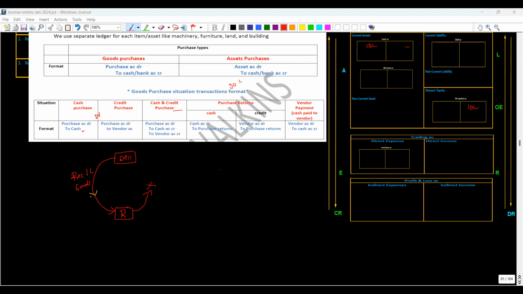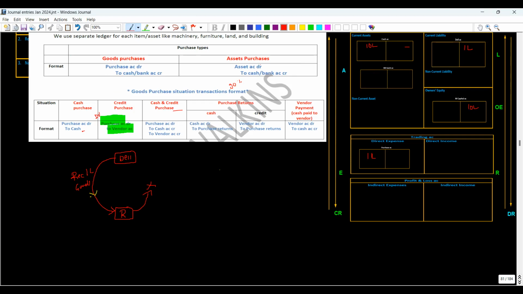So in this situation the journal entry will come like what? Credit purchase journal entry, you already know. Purchase account debit, vendor account credited. Here purchase account debited 1 lakh and vendor account credited 1 lakh. Purchase account debited, nothing but Dell account credited.